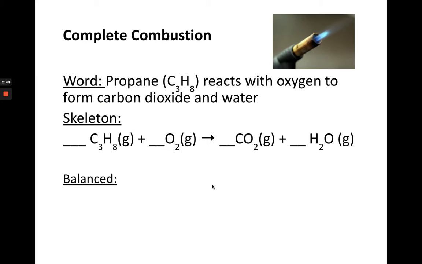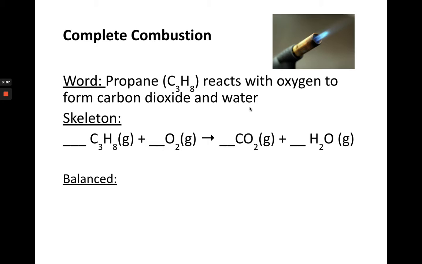Now, complete combustion is clean, and it's what you'll see in a lot of various things, like in propane torches that you might use for heating or burning things. Propane has the formula C3H8. Again, you can see it's a hydrocarbon. It reacts with oxygen to form carbon dioxide and water.